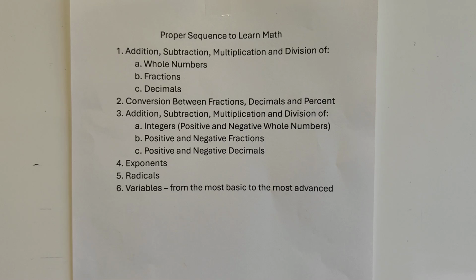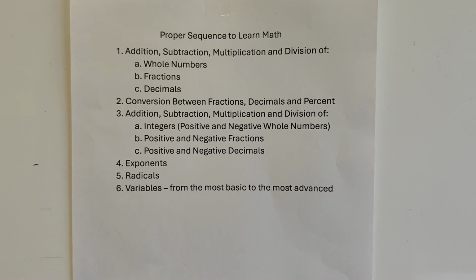So first you need to learn the addition, subtraction, multiplication, and division of whole numbers. And then fractions, and then decimals. Next, you need to learn the conversion between fractions, decimals, and percent. And then third, you need to know addition, subtraction, multiplication, and division of integers, which are the positive and negative whole numbers. And then positive and negative fractions, and positive and negative decimals.